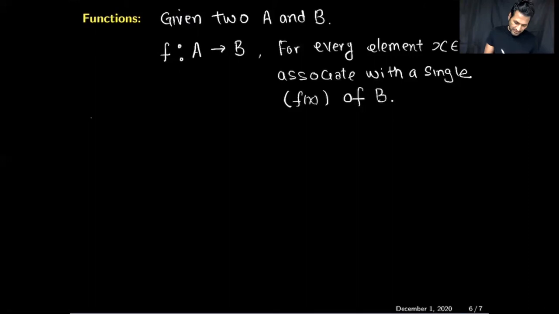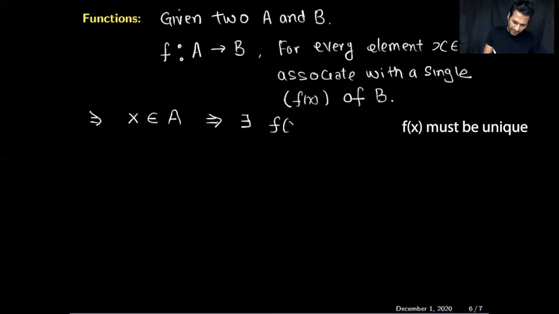Or in other words, mathematically, I can say that if I have an element x belonging to A, then there exists, so this is the symbol of there exists, always the element f of x which will be in B. So this is, in a mathematically simple way, the definition of the function. Here the set A is called the domain of the function, and the set B is called the codomain of the function.